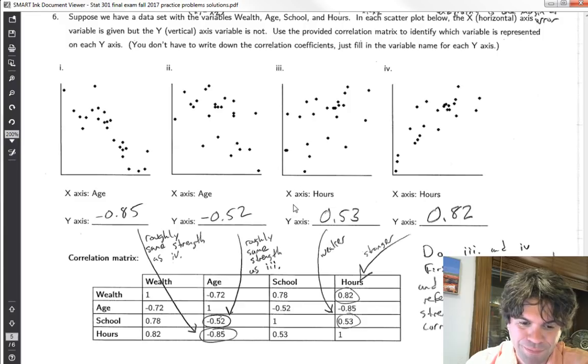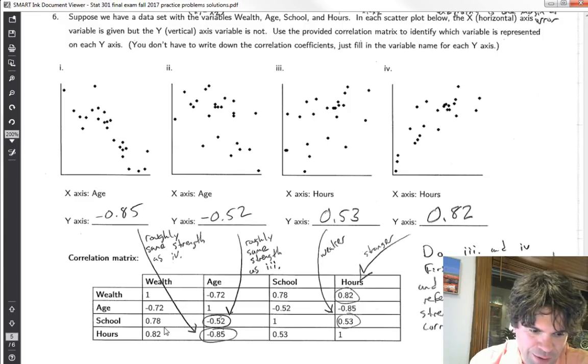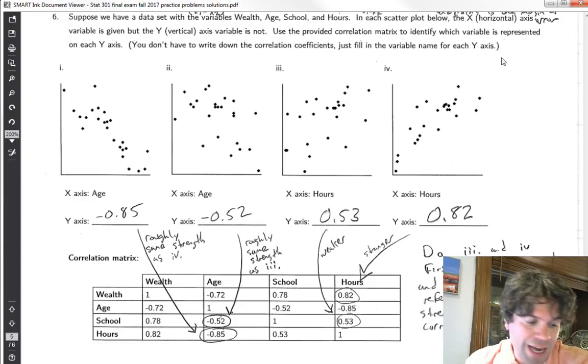Let's take a look at hours. I've got 2 positive correlations. And you can look at hours over here as well. I've got 2 positive correlations for hours and 1 negative correlation. All right, well, the negative correlation isn't one of these, because when I have x-axis equals hours, I've got some positive correlation.